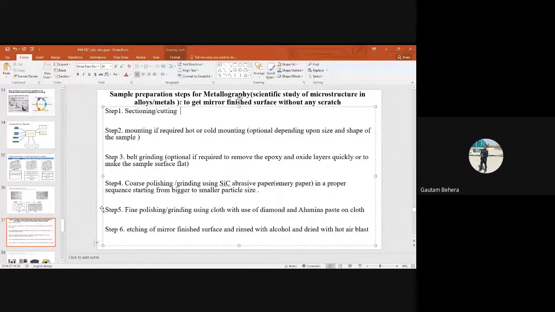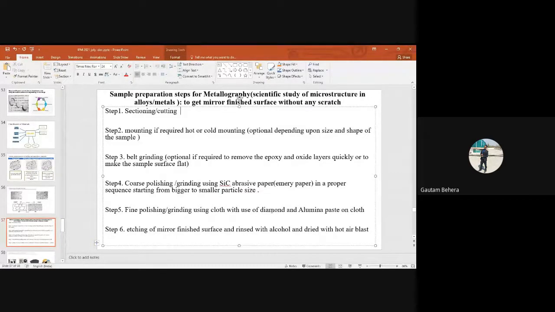Fine. The next step is step 5. Here it is fine polishing. Fine polishing is basically done using some cloth, like velvet cloth or very fine cloth papers. Instead of silicon carbide abrasive paper, we are using cloth here. And we have to use some diamond paste or alumina paste. This diamond and alumina paste will act as abrasive materials, right? They have a particular size. Diamond paste will have a particular size of particles. Alumina paste will have a particular size of particles, right?